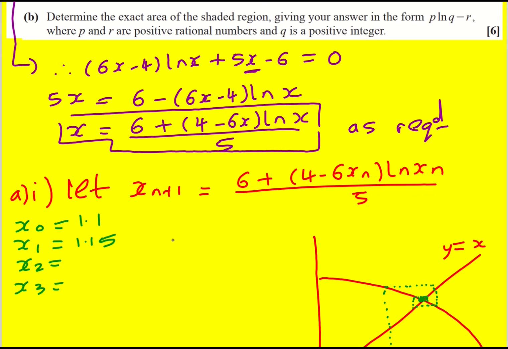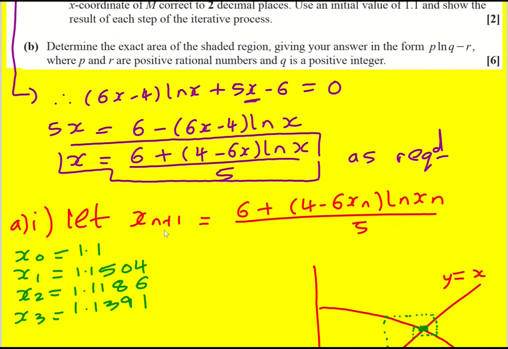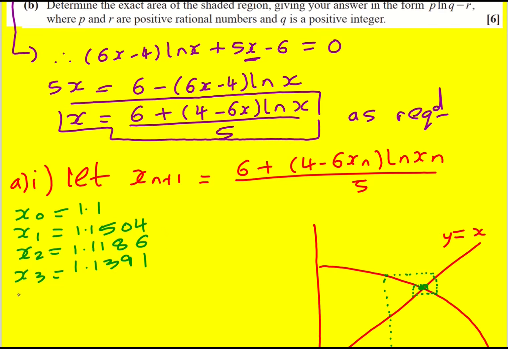Just write a few more down. So 1.1504. And if you keep pressing equals, you just get more and more. 1.1186, 1.1391. It's still changing. Remember, it's 2 decimal places, so I've got to keep going. x4 is 1.1261. x5 is 1.134. Now it looks like it's going towards 1.13.